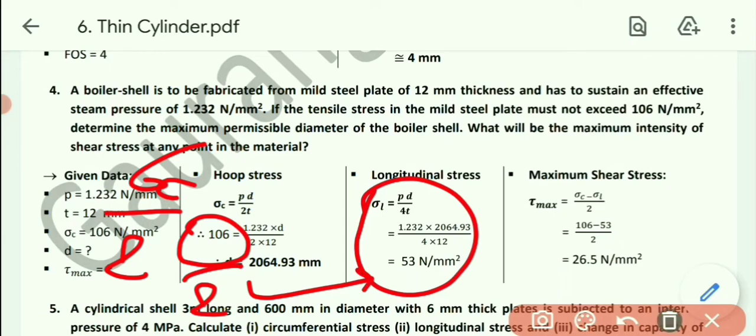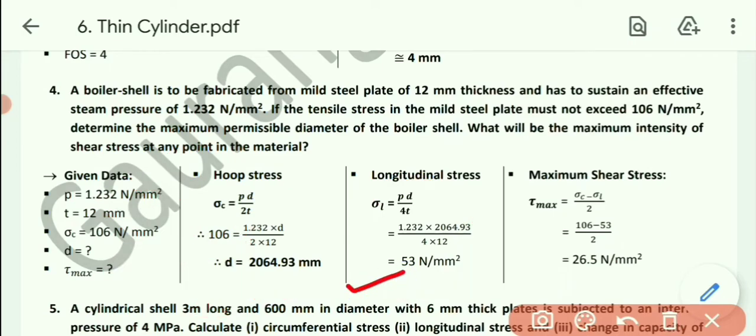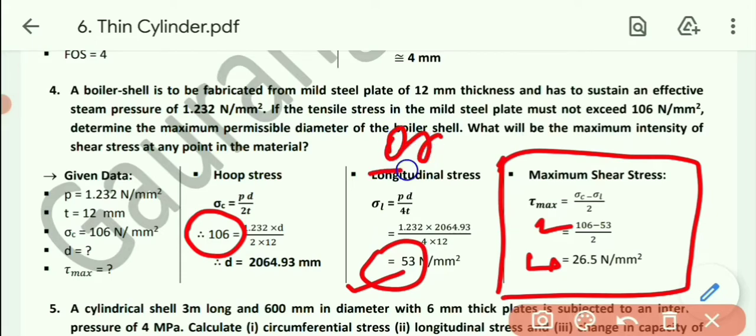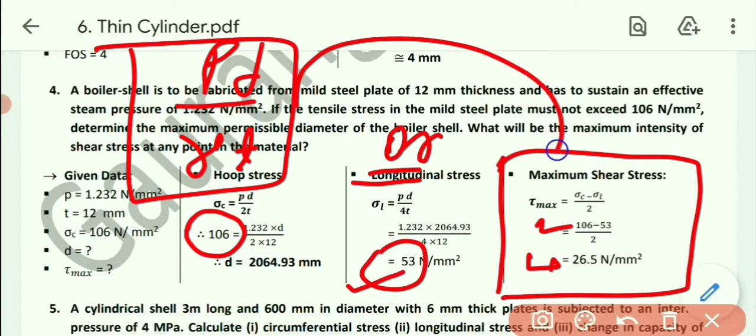Once I get the value of sigma l, I will apply the formula for maximum shear stress. Tau max equals sigma c minus sigma l by 2. Sigma c is 106 and sigma l is 53. So 106 minus 53 divided by 2. Ultimately I will get the answer, that is 26.5 Newton per mm square. As I told you, you can also calculate the same value by applying the formula PD divided by 8T. You will get the same answer. That completely depends on you.